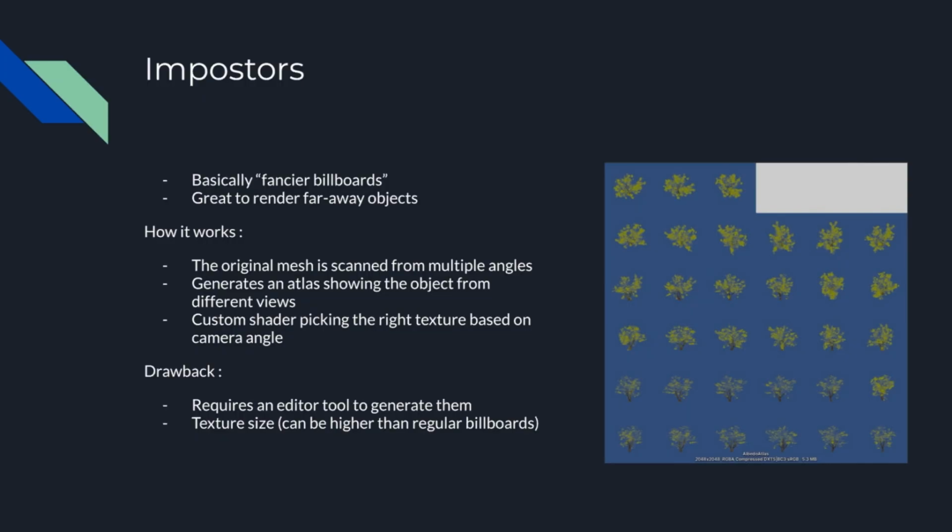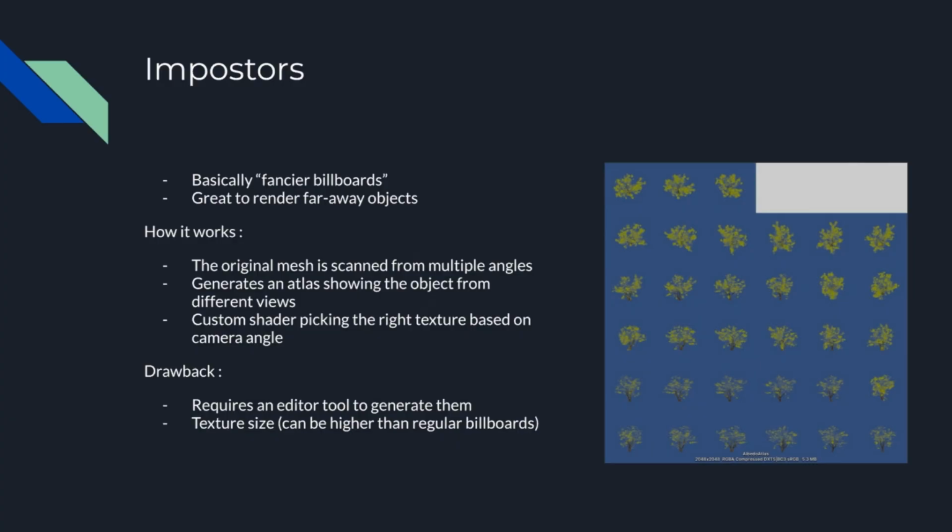So impostors are basically fancier billboards, and they show a different image based on the angle we are looking at, to give the illusion that we're looking at an actual mesh. But in reality, they are just 2 polygon planes, similar to a billboard. On the right, we can see an example of a texture I generated using an editor tool. So basically I use an editor tool that takes a picture of a mesh from different angles. And the result is that it generates an atlas you can see on the right.